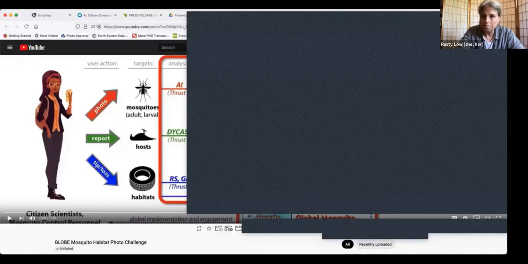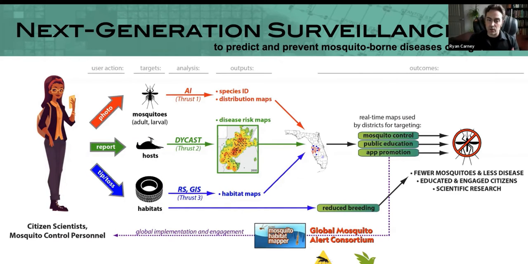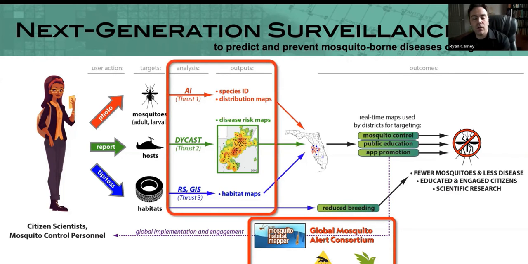Go ahead, Cassie. Do we have the video available now? A global surveillance system that is real time and leverages both the citizen science platforms of Mosquito Habitat Mapper, Mosquito Alert, and iNaturalist, along with the computational artificial intelligence, dieoff cluster modeling, and habitat modeling as well.